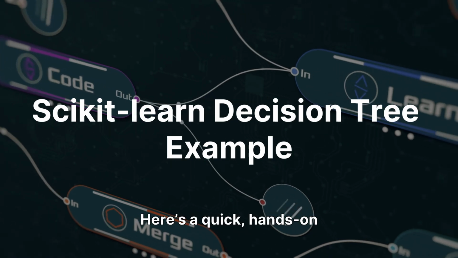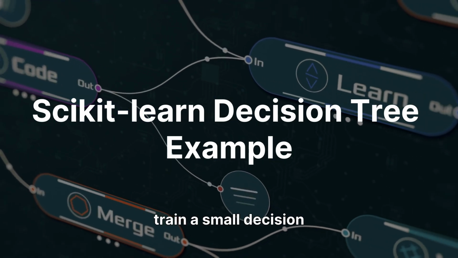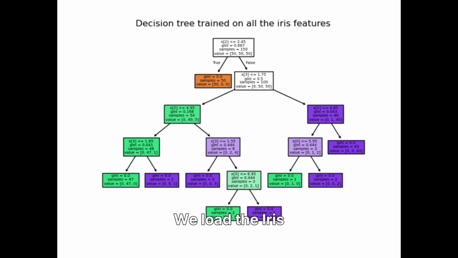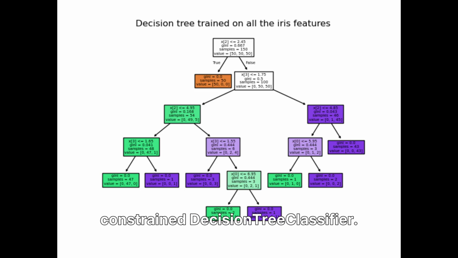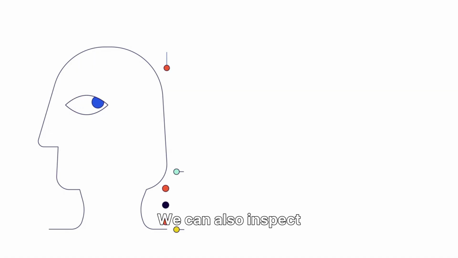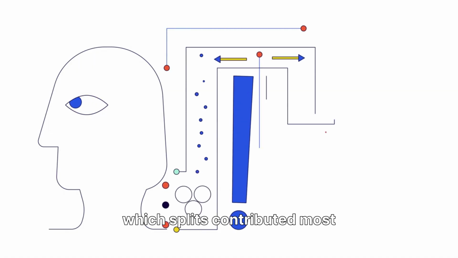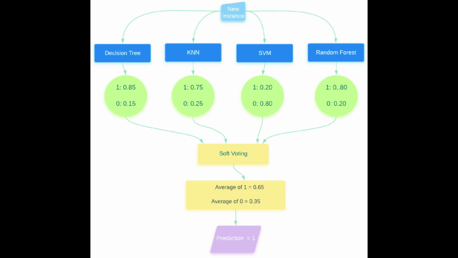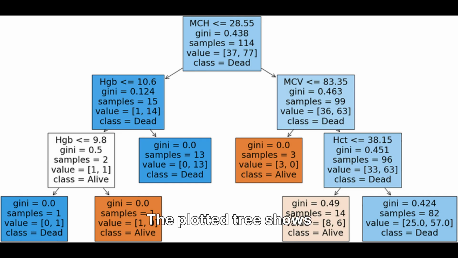Here's a quick, hands-on example using scikit-learn to train a small decision tree on iris data. We load the iris dataset, split it into training and testing sets, and then fit a constrained decision tree classifier. After fitting, we evaluate the model using a confusion matrix and classification report. We can also inspect feature importances, which indicate which splits contributed most to impurity reduction. Finally, we visualize the tree, showing Gini at each node, sample counts, and class distribution. The plotted tree allows for human-readable rules.